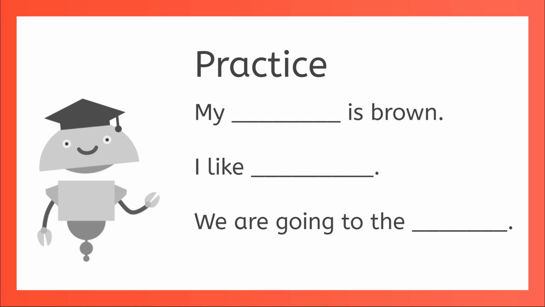Okay, now let's practice. Every sentence has to have a noun. So what are some good nouns to put in these sentences? My blank is brown. What could be brown? Maybe a dog. Maybe a blanket. Maybe it's my hair.